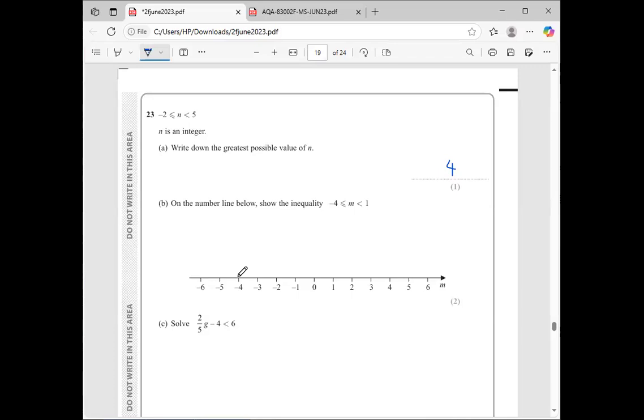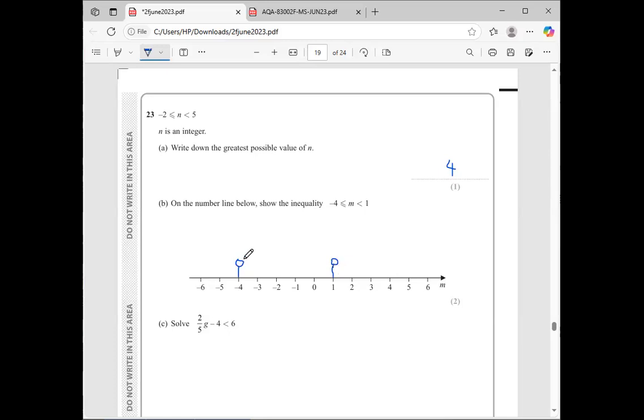You draw a line just to make it easy for you. Draw a line upwards from -4. Draw a circle, a small circle will do. It doesn't need to be a big one. And then less than 1 is the edge of it. So you're going to draw another line from 1, and draw a small circle there.